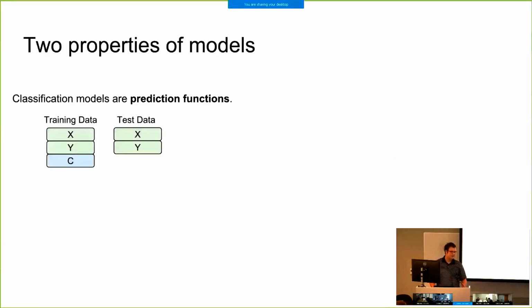All right. Last week we learned that models like classification models are prediction functions. If we have, at training time, 3 columns, at test time, we have 2 columns. Our model is able to regenerate the third via a prediction.